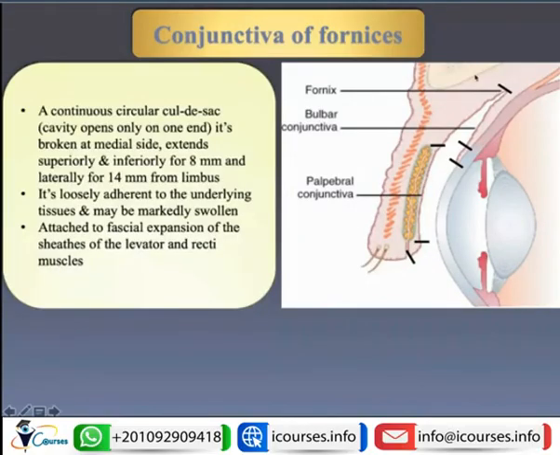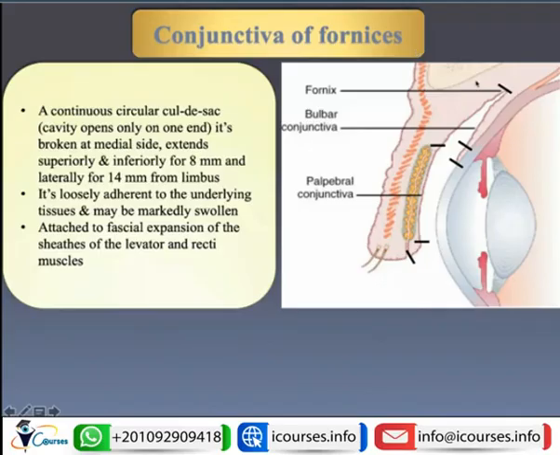Then we have the fornix. The fornix is the junction between the bulbar conjunctiva and the orbital part of the palpebral conjunctiva. This part is called the cul-de-sac, meaning that it is a cavity that opens at one end. At the area of the medial canthus it is open, but laterally, superiorly and inferiorly it is continuous.